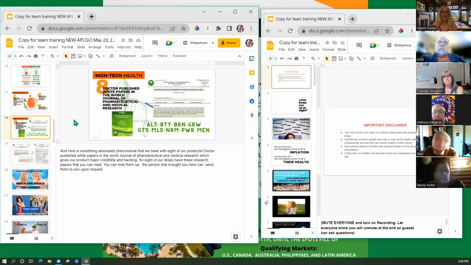And here's something absolutely phenomenal that we all have. With 8 of our products, doctor-published white papers in the World Journal. Right, you guys, by the way, try saying that all day long to a bunch of people and remember what it is. The World Journal of Pharmaceutical and Medical Research, which gives our product major credibility and backing. So 8 of our drops have these research papers that you can read. You can look them up.